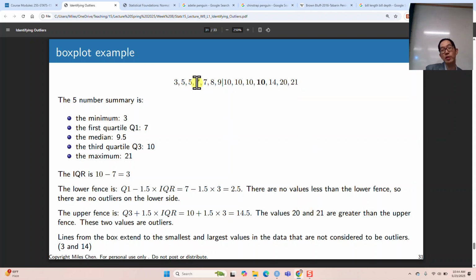If I do the same thing on the lower side, 7 minus 4.5 gives me 2.5. If I had any values below 2.5, those would be considered outliers. I don't have any values below 2.5. The smallest value I have is a 3. So I don't have any outliers on the lower side.